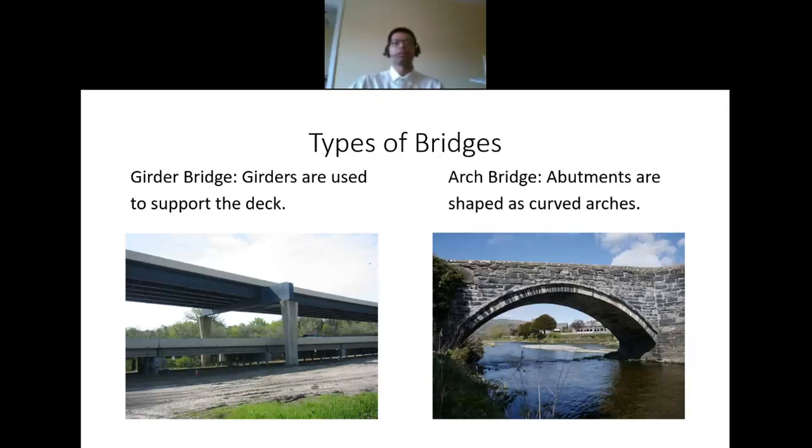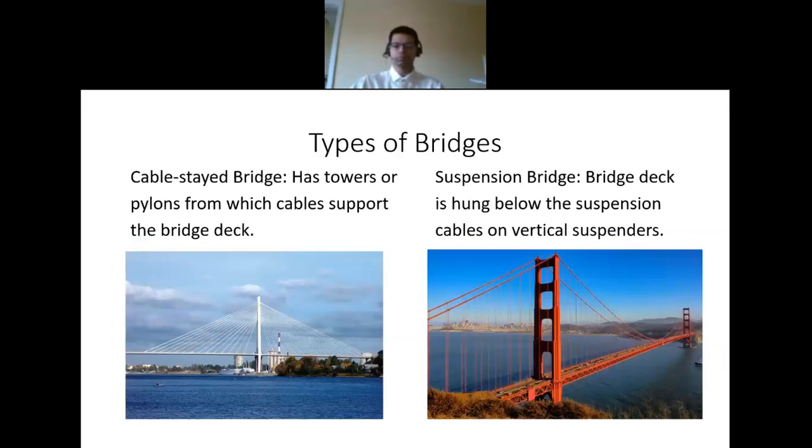An arch bridge is a bridge with abutments at each end, shaped as a curved arch. The arch bridge works by transferring the weight of the bridge and its loads partially into a horizontal component controlled by abutments at either side.